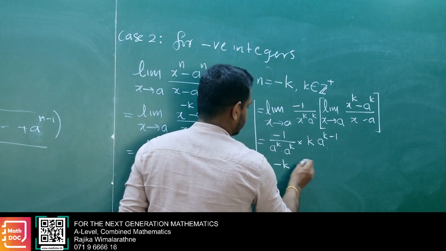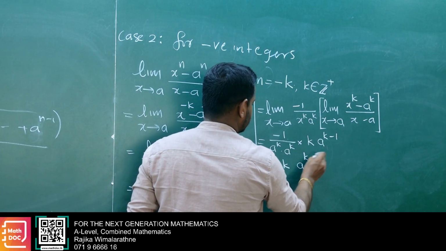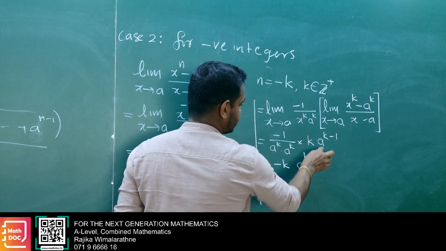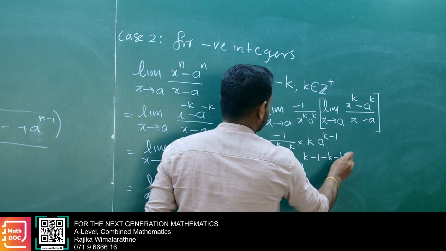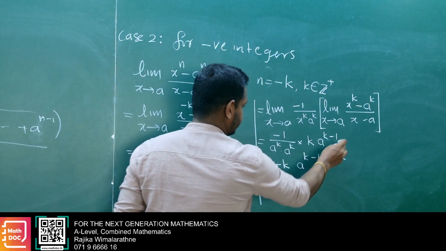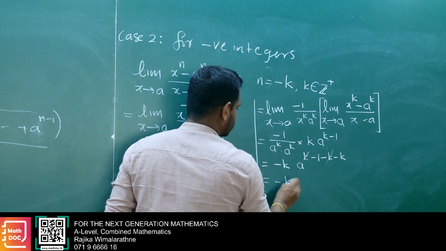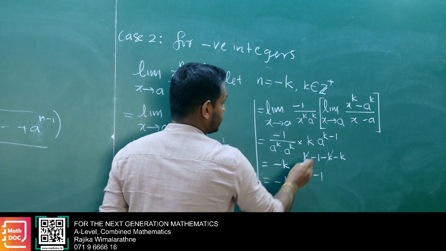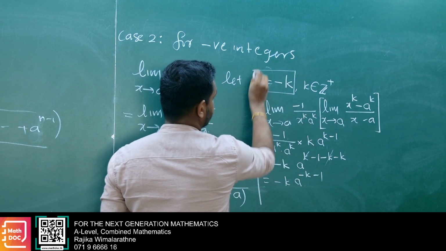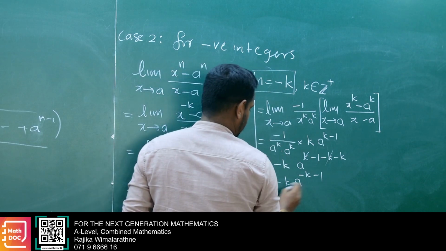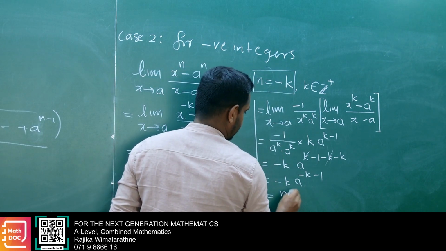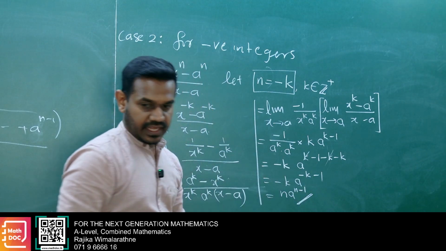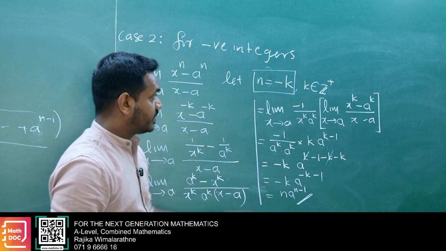Minus k, a to the power k minus 1, minus; here same basis, no? Then minus k, take these two upstairs. Then minus k, a to the power minus k minus 1. Then minus k means n, no? Then say n minus 1: n minus 1. Instead of minus k, put n now. That's how we prove. Do it.